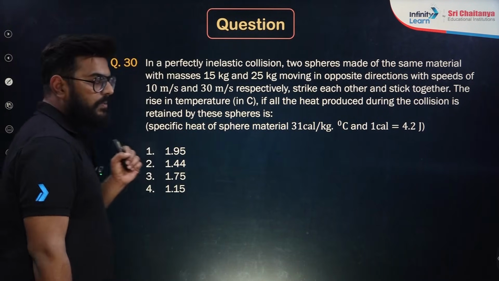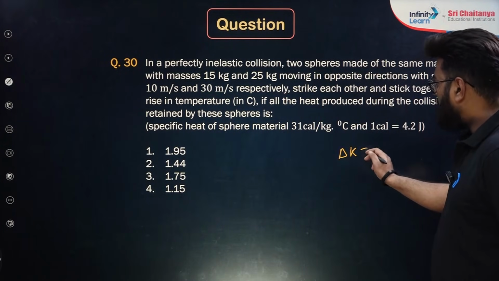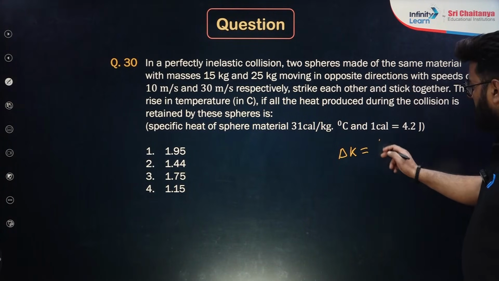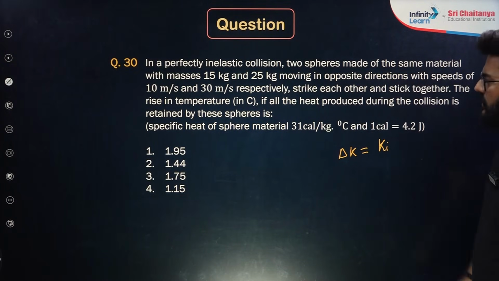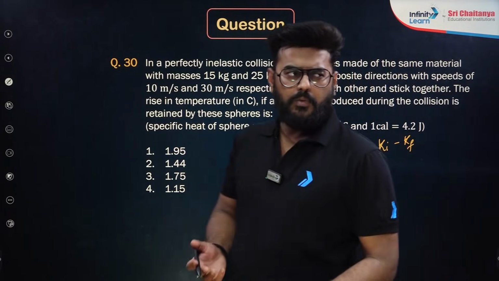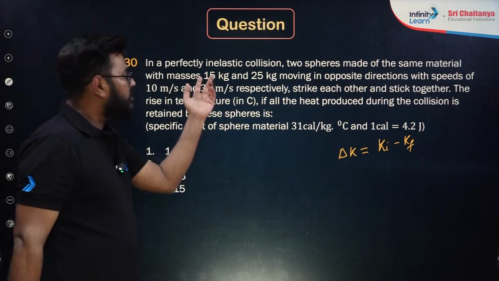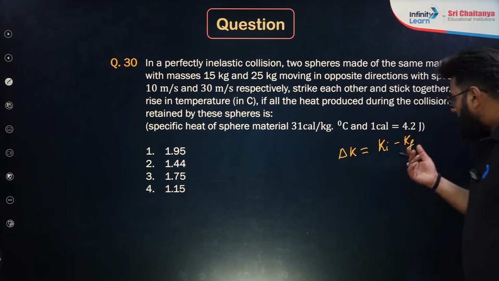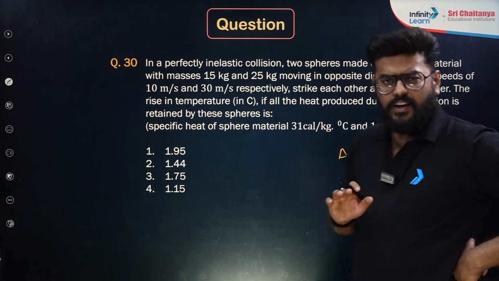So the simple point over here is the delta K, which is going to be the initial kinetic energy minus the final kinetic energy, right? The initial kinetic energy you can calculate as half m v squared, minus the final. And how are you going to calculate the final? By conservation of linear momentum, right? So V final will be, since they are moving in opposite directions, m1 v1 minus m2 v2, that will give you the final mass into velocity. So you'll be able to calculate the final kinetic energy over here.